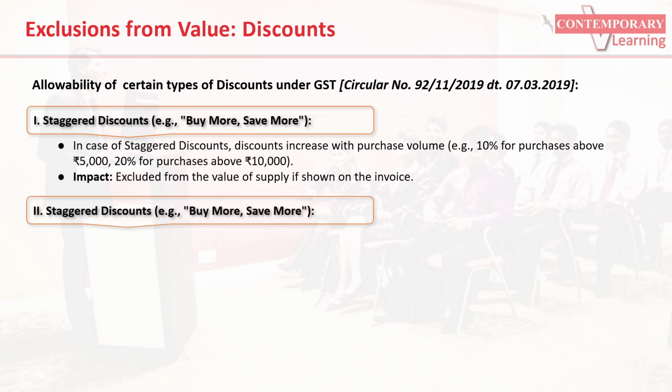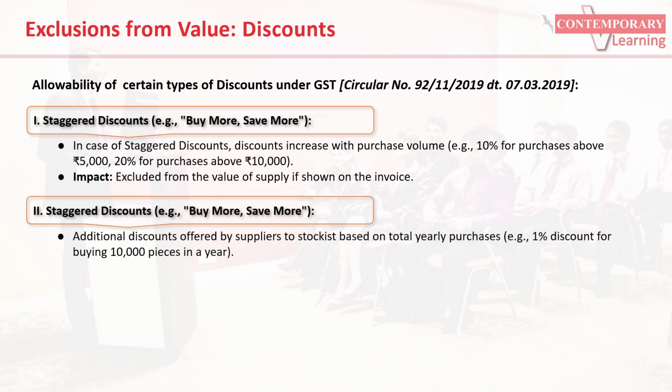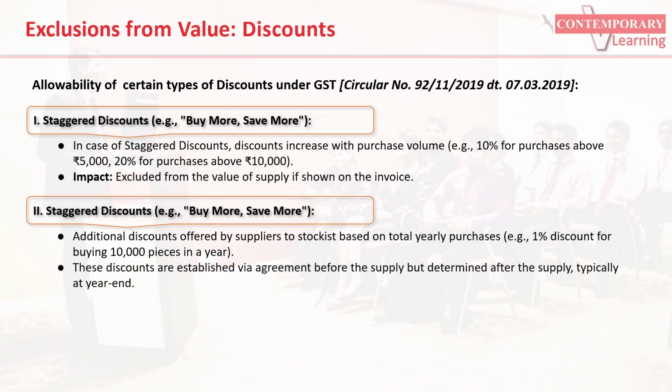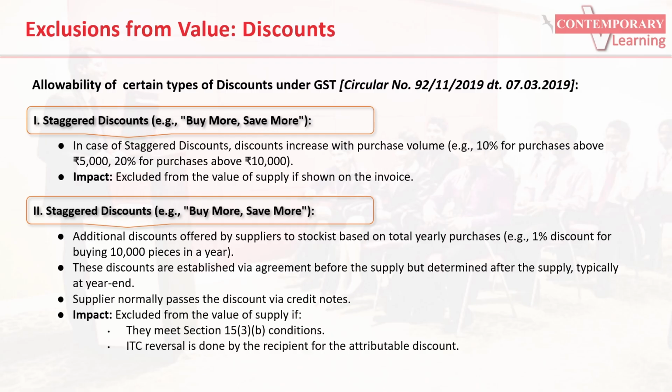Second, volume discounts based on yearly purchases. These are additional discounts offered to stockists based on total yearly purchases, like 1% discount for buying 10,000 pieces in a year. These discounts are established via agreement before supply but determined after supply, typically at year end. They are excluded from the value of supply if they meet Section 15(3)(b) conditions and ITC reversal is done by the recipient.